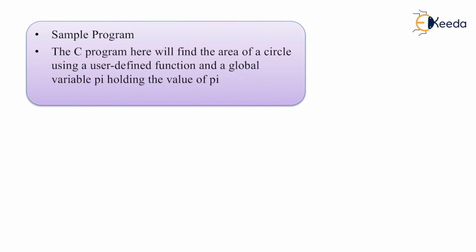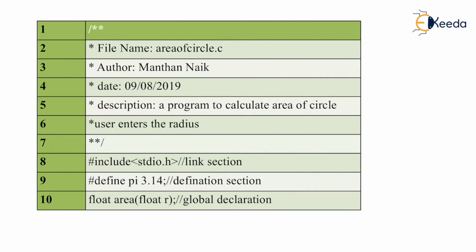The C program here will find the area of a circle using a user-defined function and a global variable pi holding the value of pi. Now we'll see in detail. The first 7 lines, 1, 2, 3, 4, 5, 6, 7, contain the documentation work. That means the file name of this file, the author name, the date of the particular day, the description of the program, and whatever the program is performing.